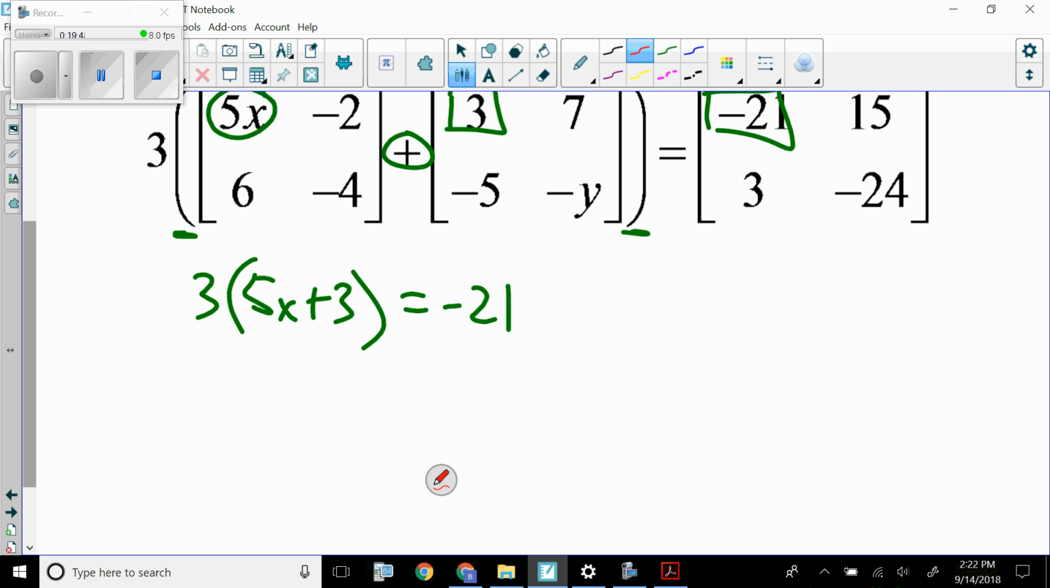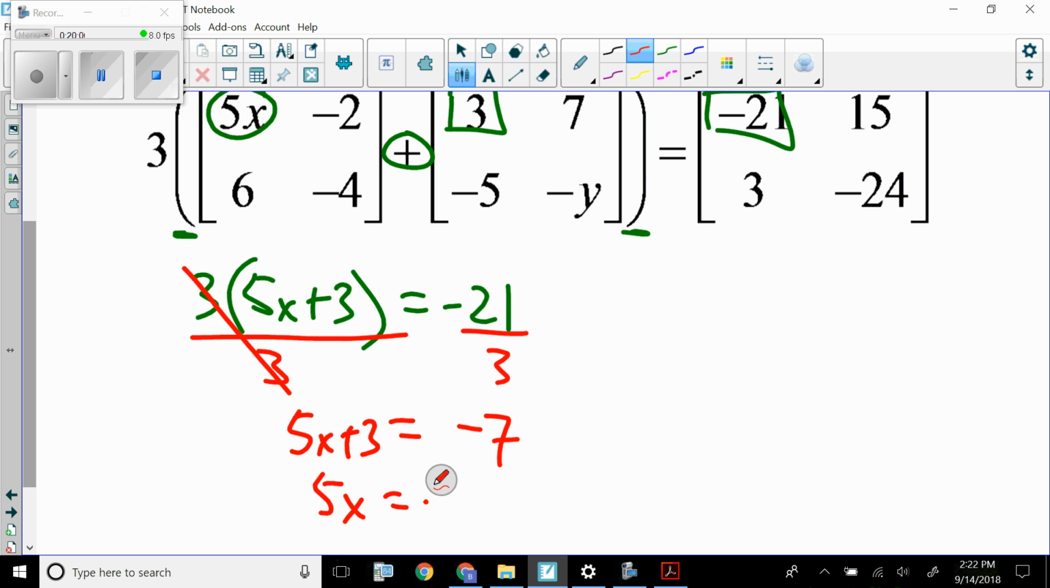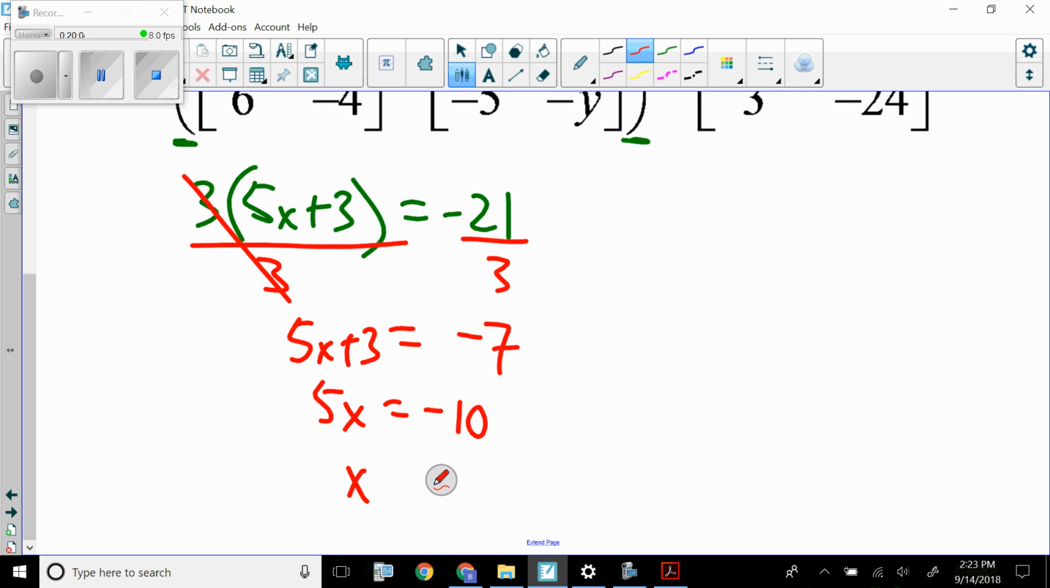Okay? Most of you, I think, are going to want to distribute, but me, I think I'll divide by 3 first. I want to get that 3 out of there. I get a negative 7. I have 5x plus 3 is left over here. I subtract 3, I get a negative 10. I divide, and I get x equals negative 2.